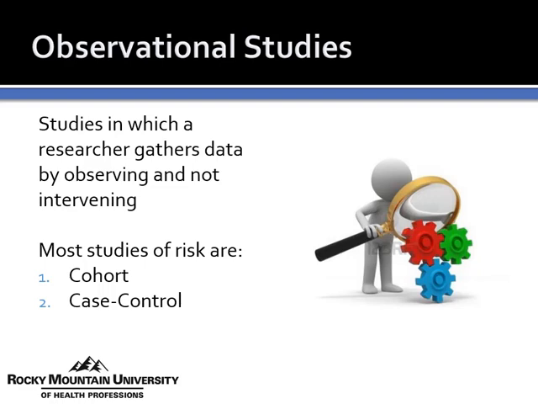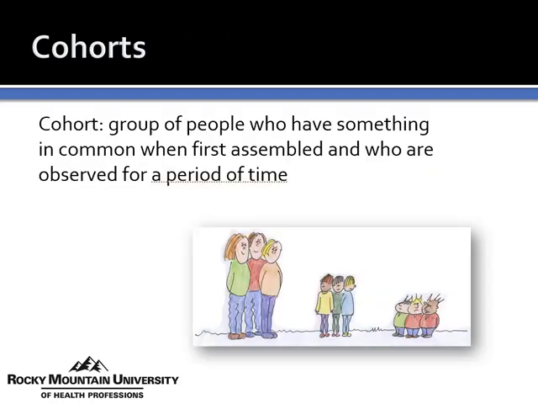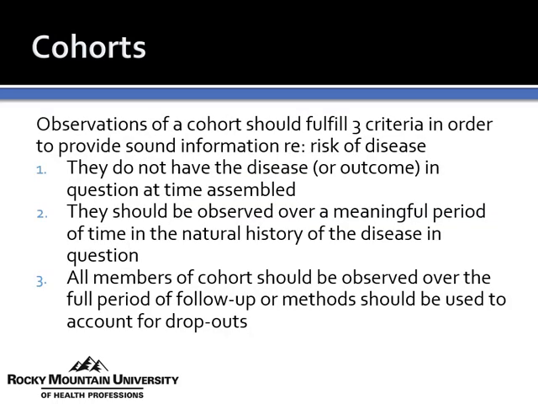Now, most studies of risk are either cohort studies or case control. Cohorts are a group of people who have something in common when first assembled and who are observed for a period of time. Observations of a cohort should fulfill 3 criteria. They do not have the disease or outcome in question at the time they are assembled. They should be observed over a meaningful period of time.